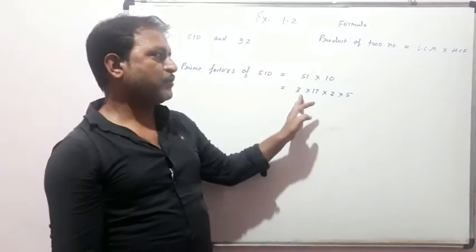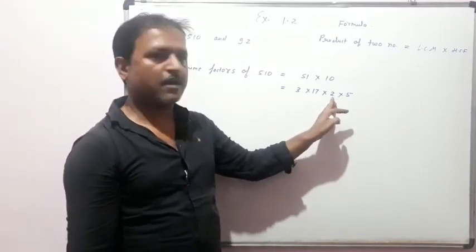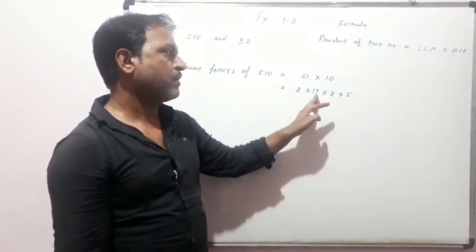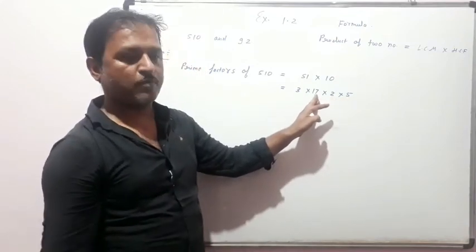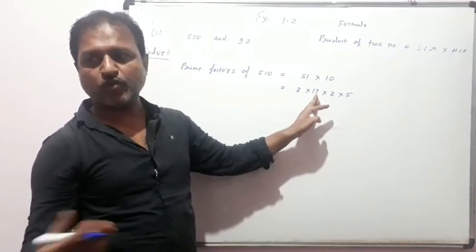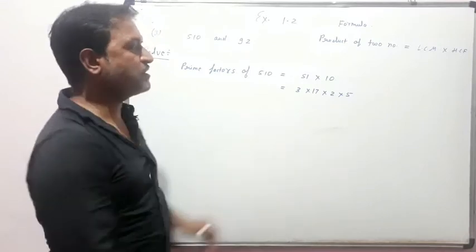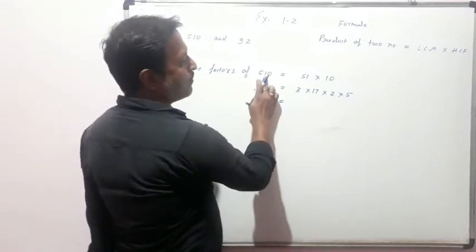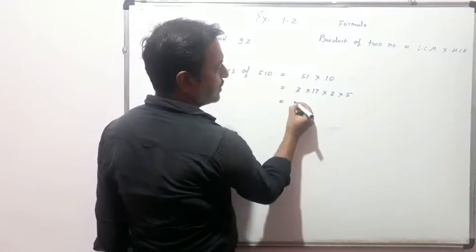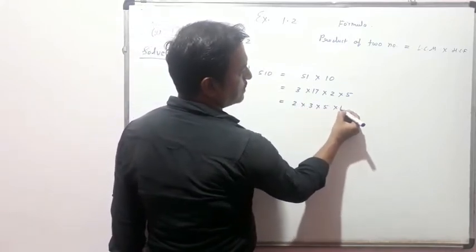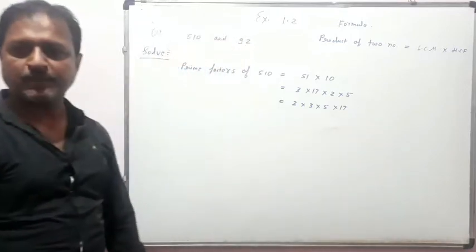Now in this step you can see each factor is a prime number. That means they cannot be converted into smaller parts. 17 cannot be written as the product of other two numbers. That means all are prime numbers. So the prime factors of 510 are 2 into 3 into 5 into 17. Clear?